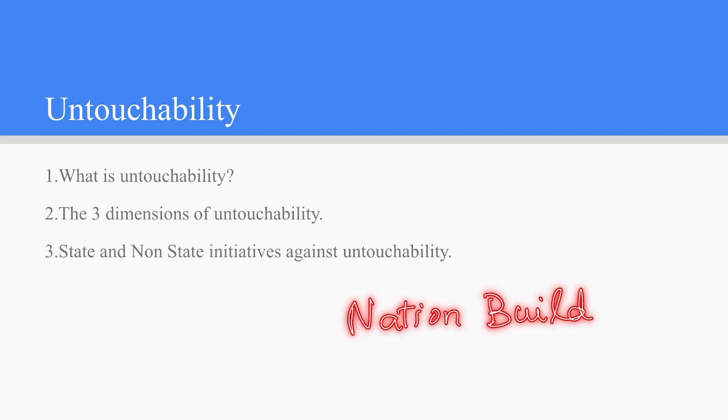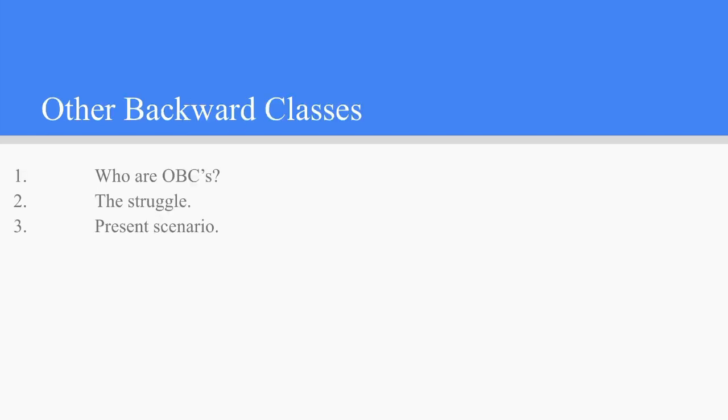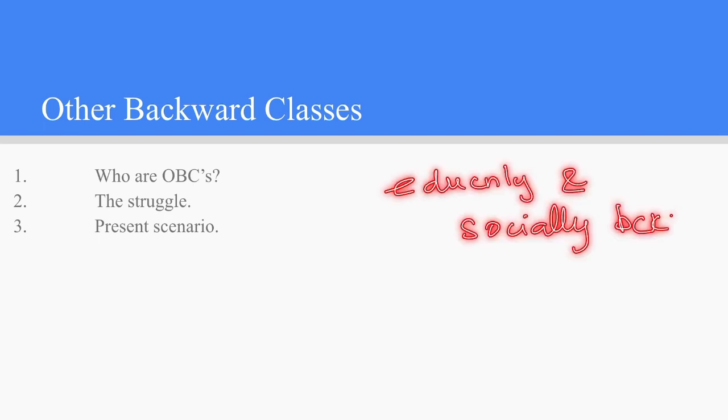Now let's look at the OBCs, the Other Backward Classes. That is, it is a collective term that was used by the Government of India to classify castes that were educationally or socially backward. A commission for OBCs was set up, the first one by Kaka Kalelkar in 1953 and the second one by B.P. Mandal in the year 1990.